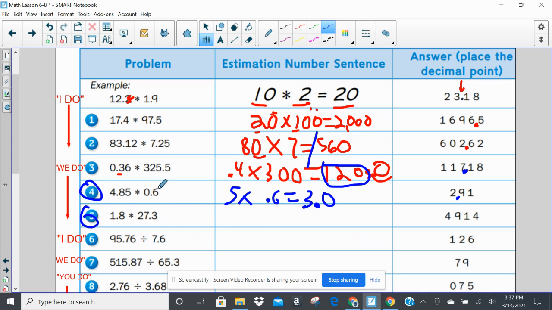Again, remember, if you're given a decimal that's less than 1, you gotta keep that decimal in there, okay? Don't round it up to 1 whole. What about number 5?